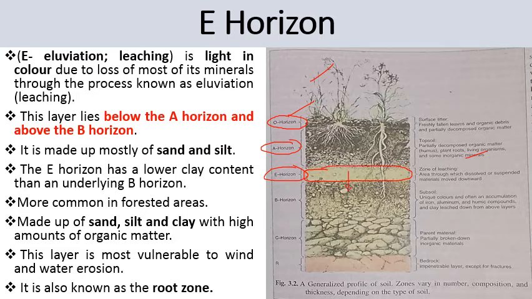This is lighter in color because the minerals here leach out towards this B horizon, and this is known as zone of leaching. And this is the area through which dissolved or suspended material move downward.